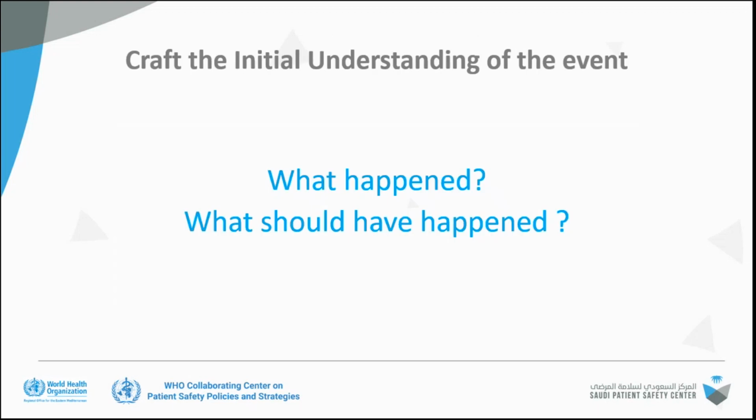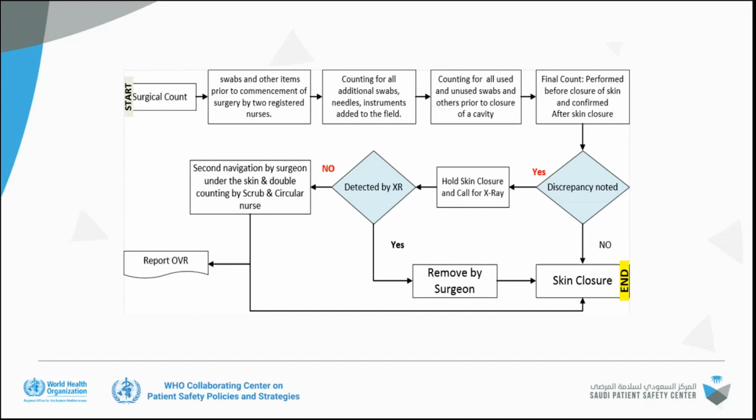So an important step or tip that we advise is that you draw, just close to the initial flow diagram, the ideal flow diagram, or what should have happened. For example, in here, the surgical count. This is what should have happened, the ideal process.